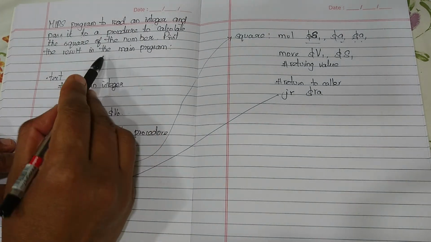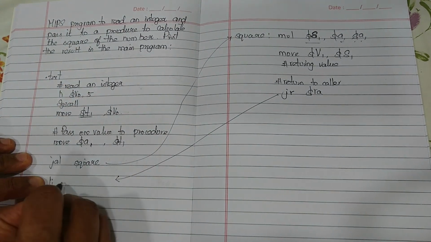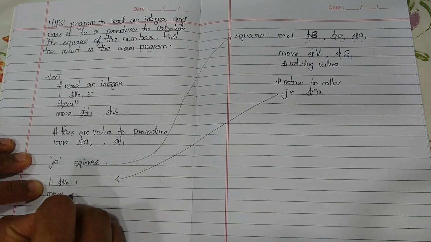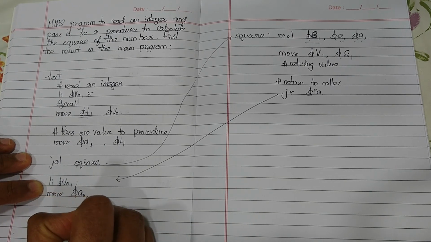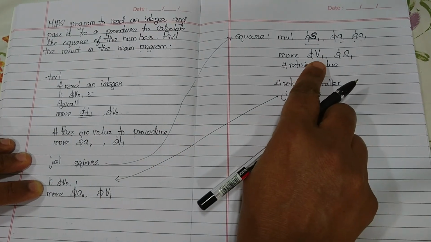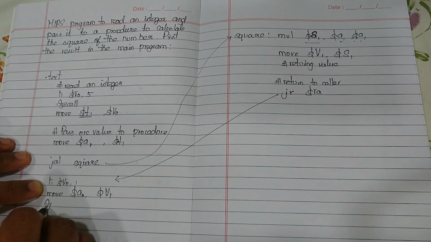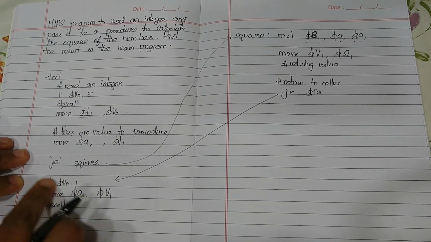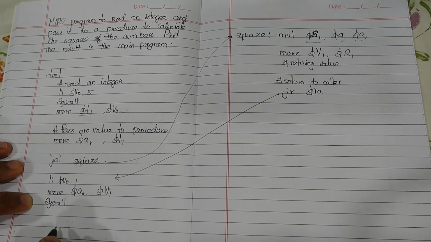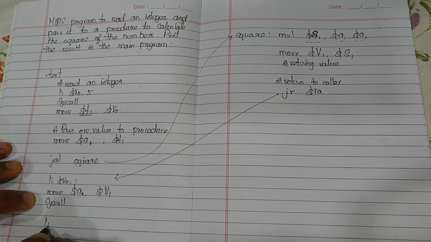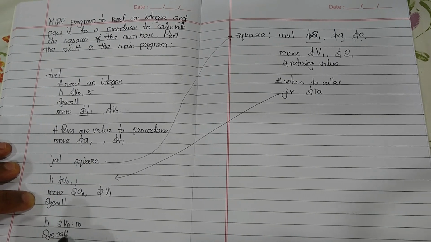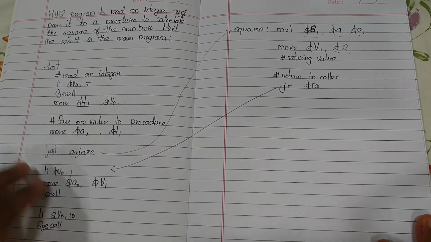In the main program, I have to print the result. You know the syscall service. Register V0, 1. Move register A0, the result is in V1. Do you remember where the result is? It is in V1. Syscall. So this syscall service will print the result. After printing the result, I don't have anything to do, so we can exit the program: V0, 10 and then syscall. So this is to exit the program.